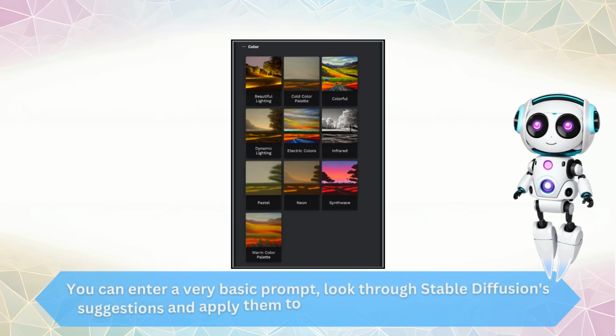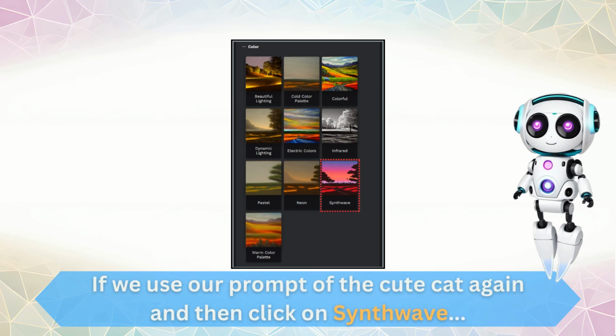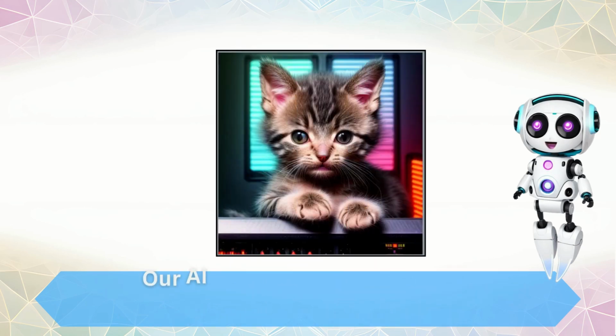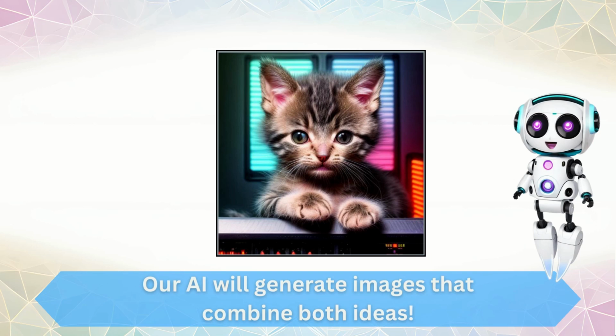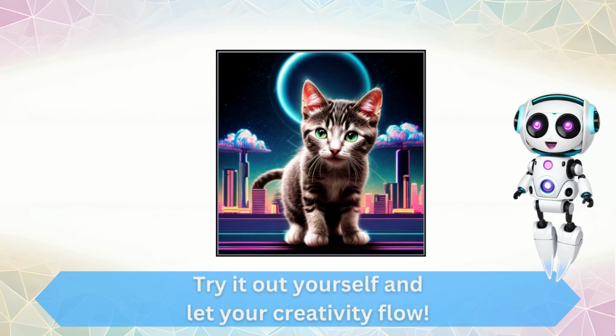You can enter a very basic prompt, look through Stable Diffusion's suggestions, and apply them to your prompt with a simple click. If we use our prompt of the cute cat again, and then click on Synth Wave, our AI will generate images that combine both ideas. Pretty neat, isn't it? Try it out yourself and let your creativity flow.